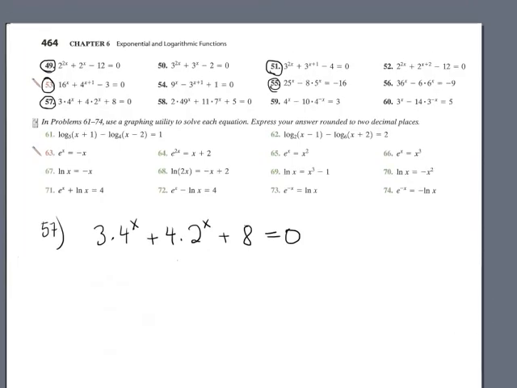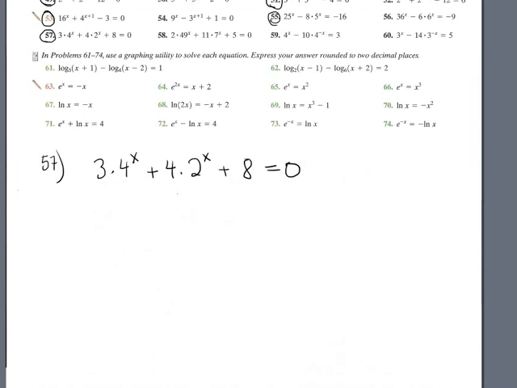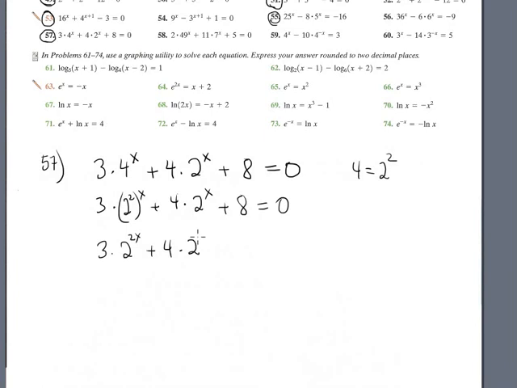Okay, 57. Let's see what happened. 4 is 2 to the second. So we have 3 times 2 to the second raised to the x plus 4 times 2 to the x plus 8 equal to 0. So it's 3 times 2 to the 2x plus 4 times 2 to the x plus 8 equal to 0.